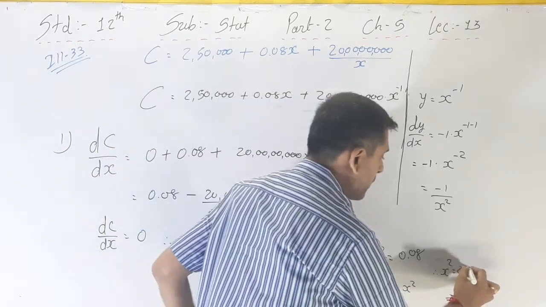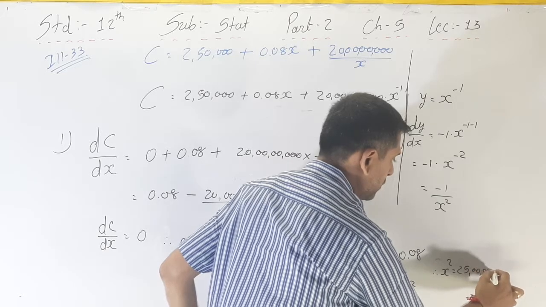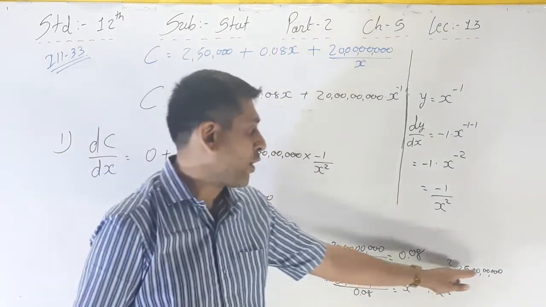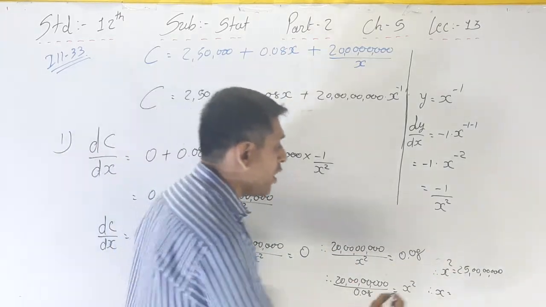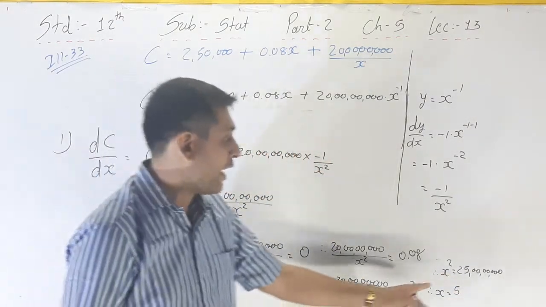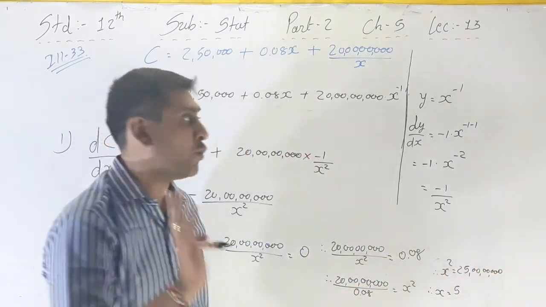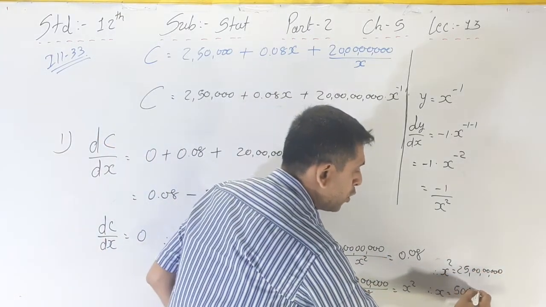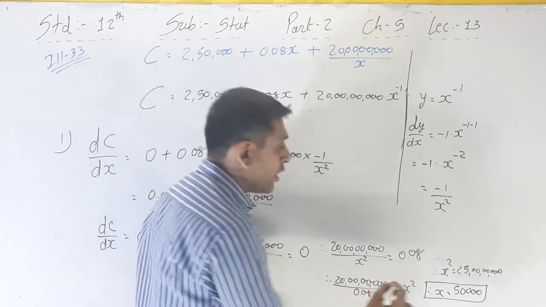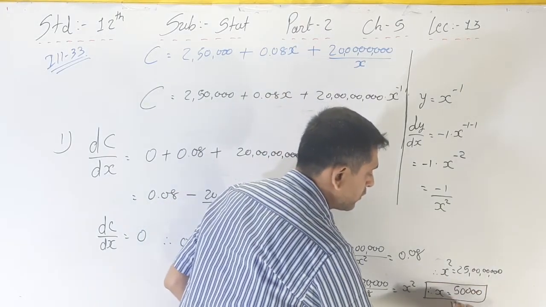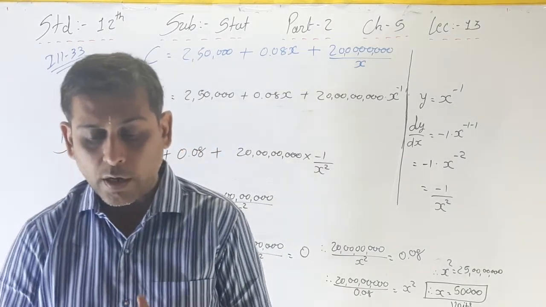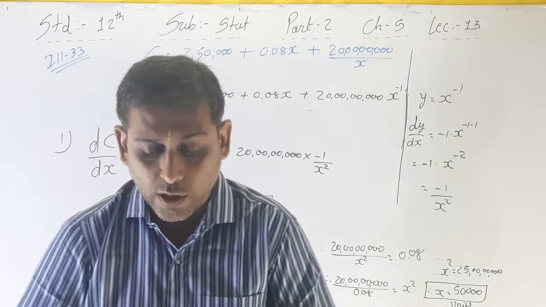25 crore. So see, we want x. Here x square is equal to 25 crore. So x is equal to what? The square root of 25 is 5 and the square root of 80 is 4 zeros, so your x is equal to 50,000. x is equal to 50,000 units. Here you have to write that x is equal to 50,000 units.